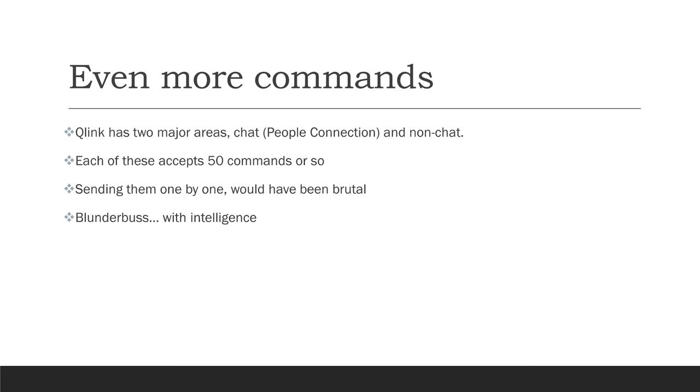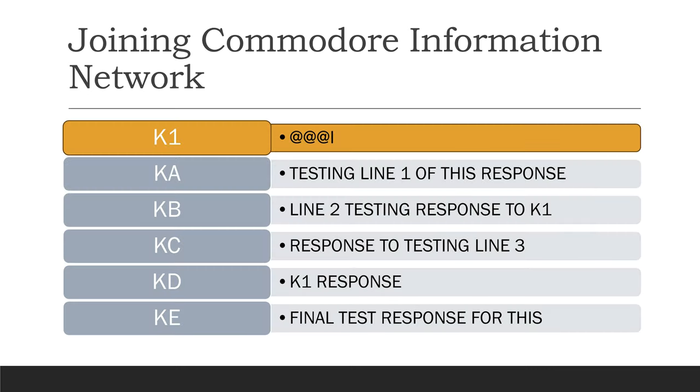So that got us through the login section. There's more things in there. But now we got to get into People Connection and the non-chat areas. Each one of those, I forget precisely how many it is, but it's 50 to 70 commands. Sending those one by one would have been crazy. So we're going to blunderbuss. We're going to send a whole bunch of commands if we can think of the right ones to send.